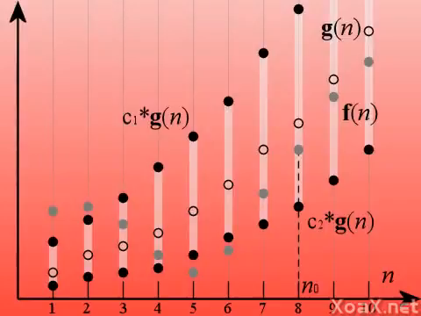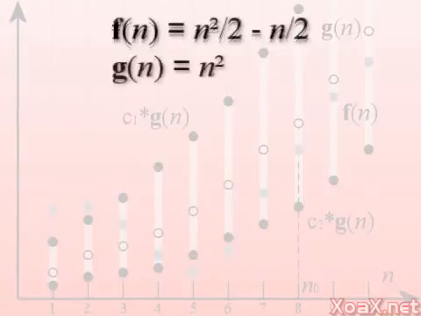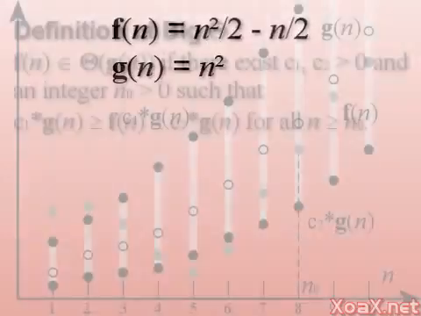Recall the definitions from our previous lesson on complexity analysis. In this case, f of n is n squared divided by 2 minus n divided by 2. The function g of n is n squared, since we want g of n to be a simpler function and n squared dominates n for large values of n.